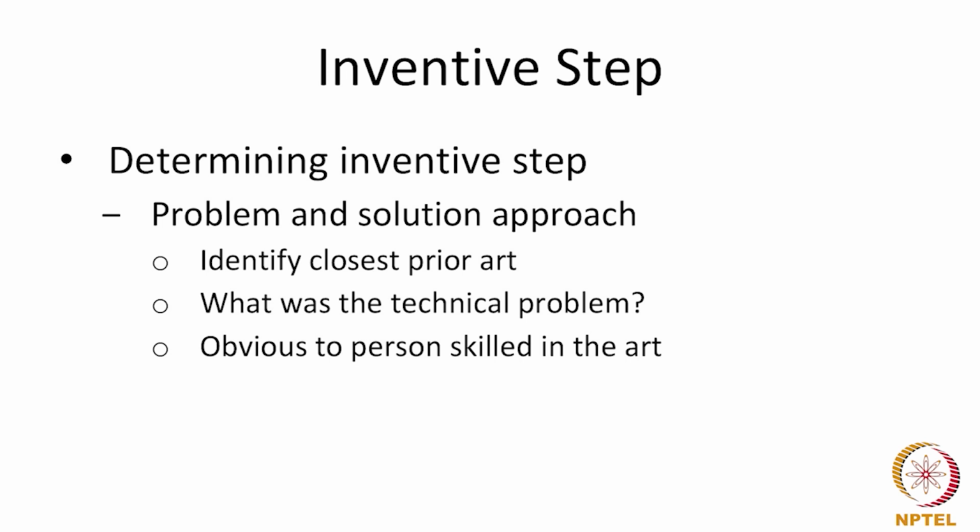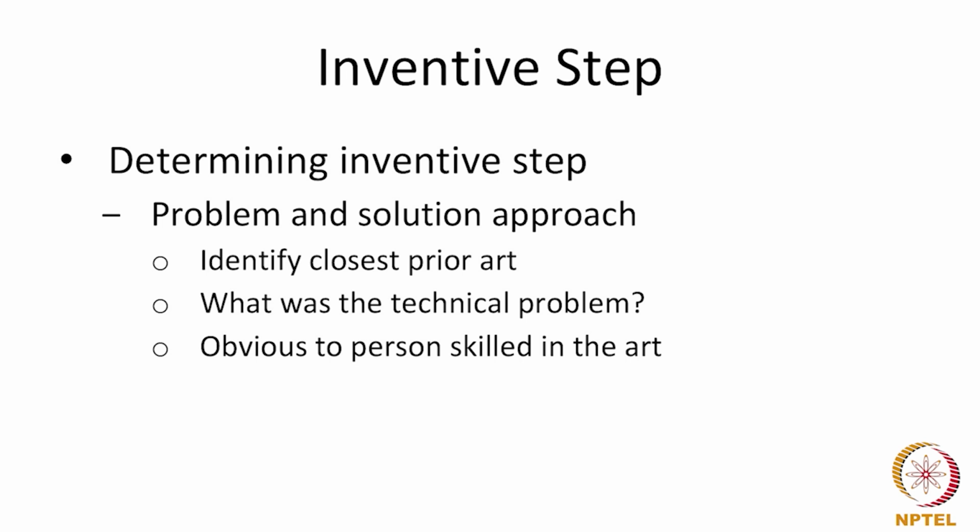And in the problem solution approach, the first step would be to determine the closest prior art, because as we mentioned, if we understand the inventive step as a step taken from the prior art, which a person skilled in the art could not take, then it means the step was taken from the closest prior art. So, there could be multiple prior arts in a particular domain. What was the prior art that was closest to this invention? So, the first step will be in determining the closest prior art.